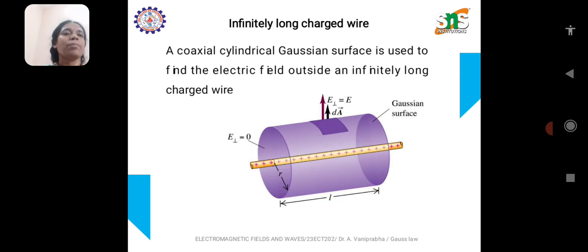If it is asked to determine the charge enclosed or the field intensity of an infinitely long charged wire, immediately we have to identify a suitable Gaussian surface. The perfectly suitable surface here is a coaxial cylinder, which is used to find the electric field outside of an infinitely long charged wire.